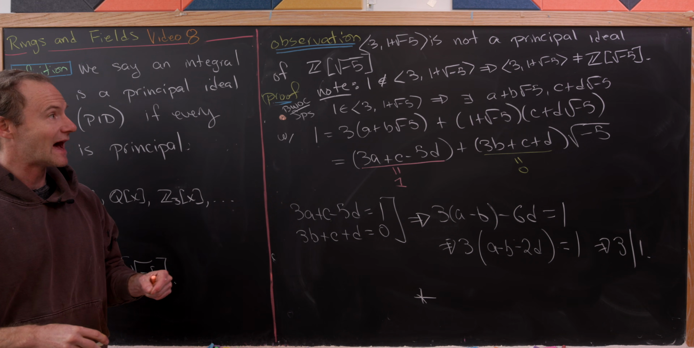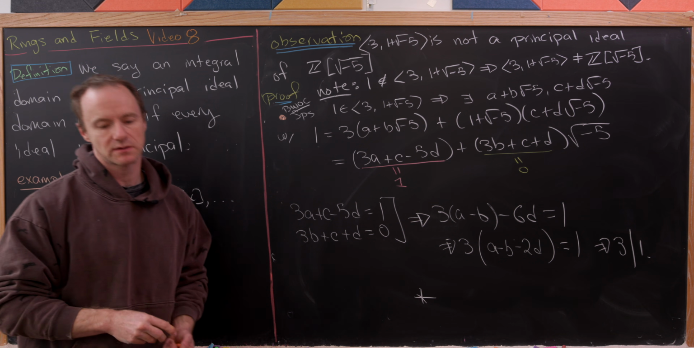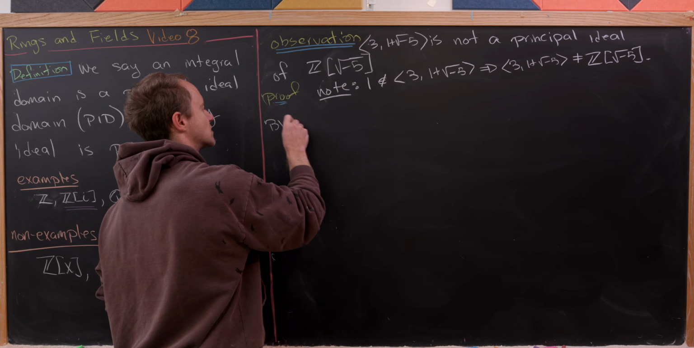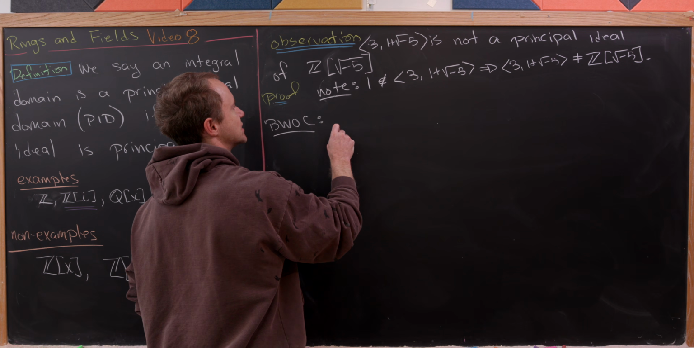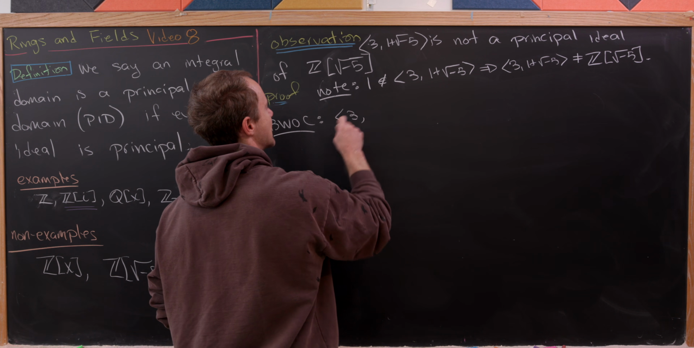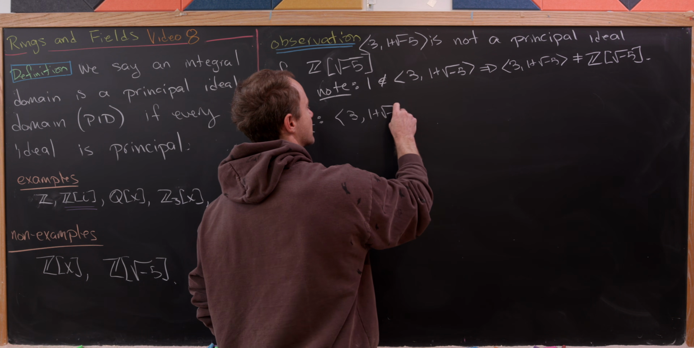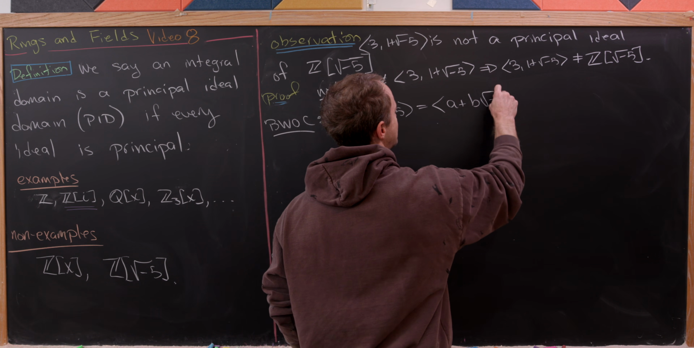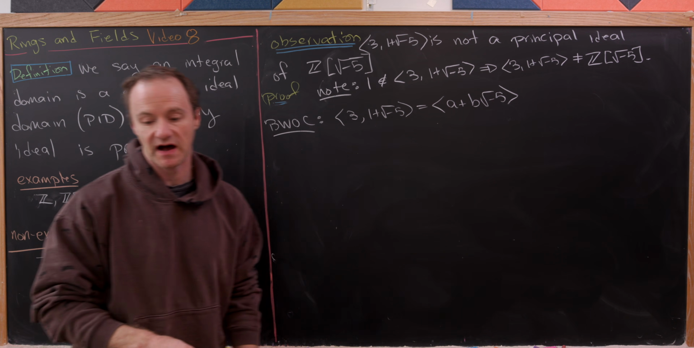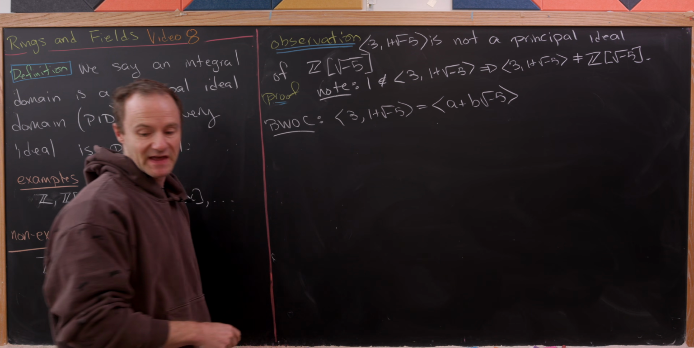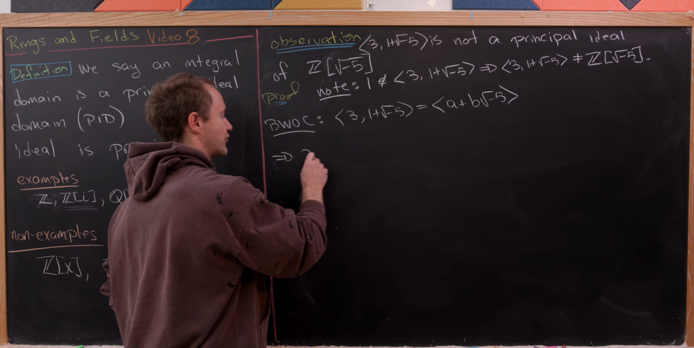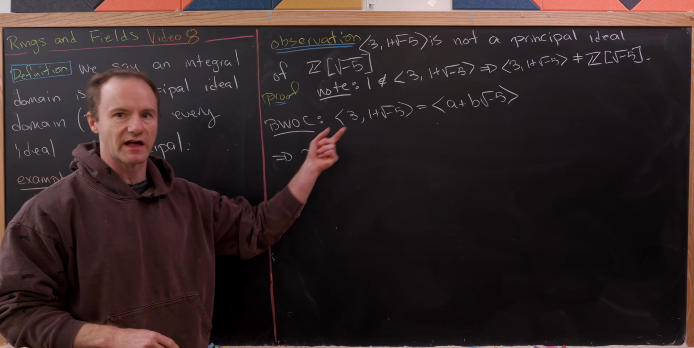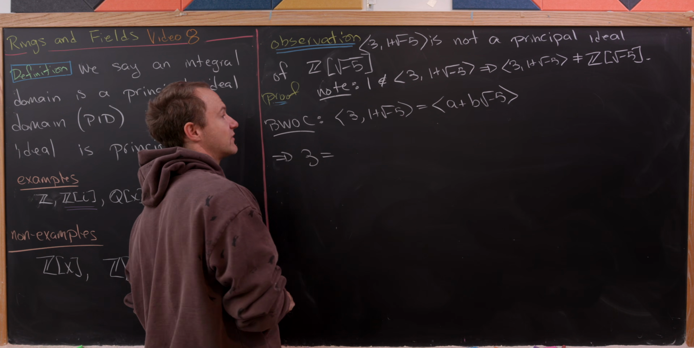Okay, so now let's prove that it's not a principal ideal. Moving on to proving that, we'll do this by way of contradiction as well. Let's suppose that our ideal generated by 3 and 1 plus the square root of minus 5 is equal to the ideal generated by a plus b times the square root of minus 5. Okay, but that tells us that 3 is a multiple of this a plus b root minus 5, because 3 is in the left-hand side, so it has to be inside of the right-hand side as well.